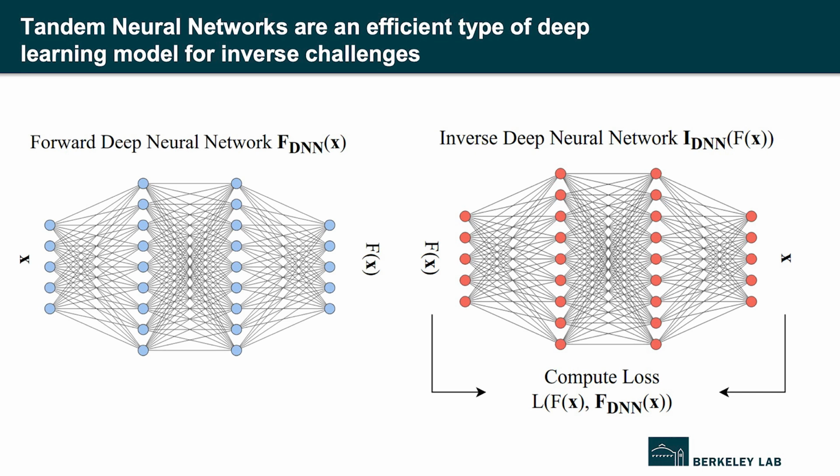Okay, for the inverse design problem, we're going to use tandem neural networks, which are a deep learning solution tailored for inverse problems. They're very modular and consist of two segments. Once we have a well-defined, established data set of our problem, firstly we train a forward DNN that maps the x's to our f of x's. Once we have an accurate forward DNN, we train our inverse DNN. Here we reverse our inputs and our outputs, so we map our f of x's to our x's.